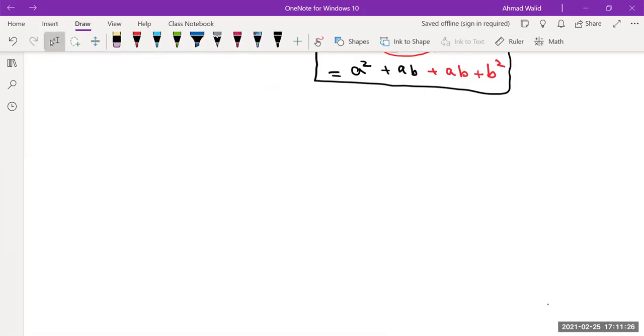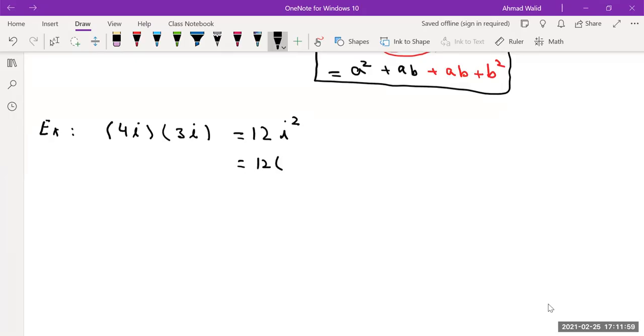Let's do a few examples. Let us start from very, very easy ones. Example number 1. If they ask me to multiply 4i with 3i, I will multiply the numbers: 3 times 4 gives me 12, and i times i gives me i squared. Here you go, I end up with i squared, and I'll just replace its value. Then it will be 12 times, what is the value of i squared? i squared is -1. And what is 12 times -1? Of course, my answer is -12.